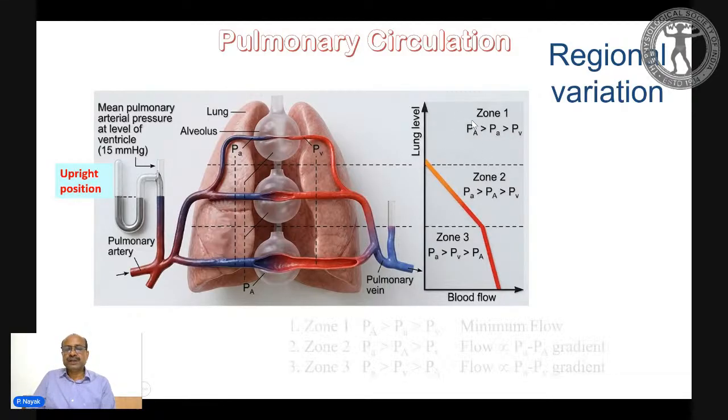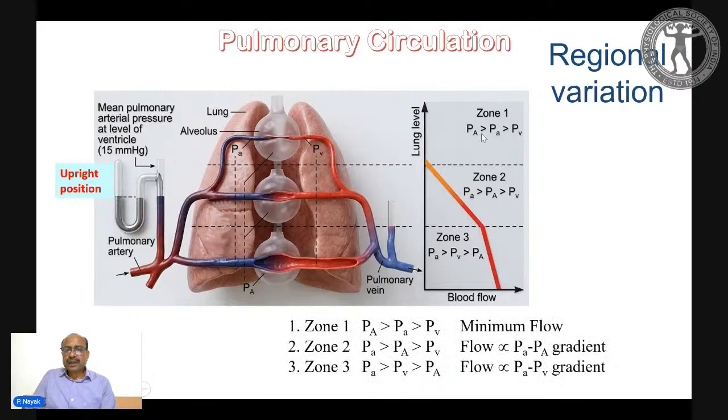In zone 1, the alveolar pressure is very much greater than the arterial pressure as well as the venous pressure. This part is called zone 1, where the pulmonary blood flow is very less. In zone 2, the arterial pressure is greater than the alveolar pressure, which is greater than the venous pressure.